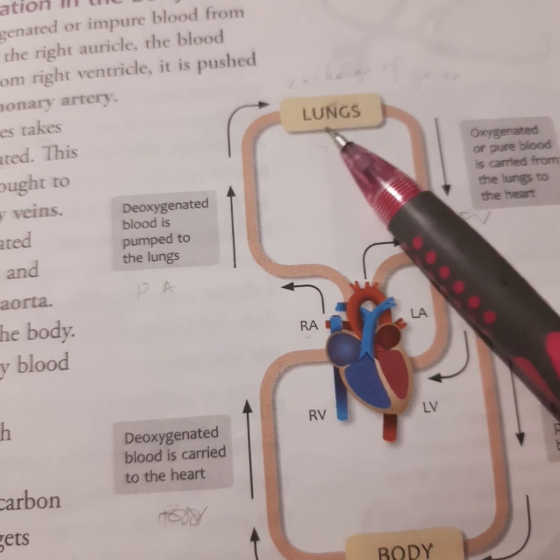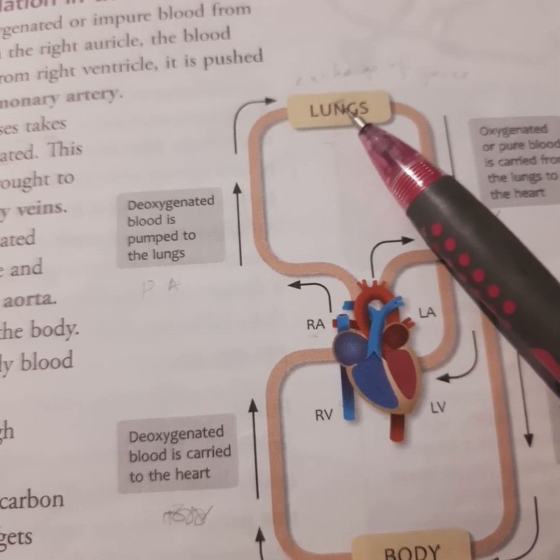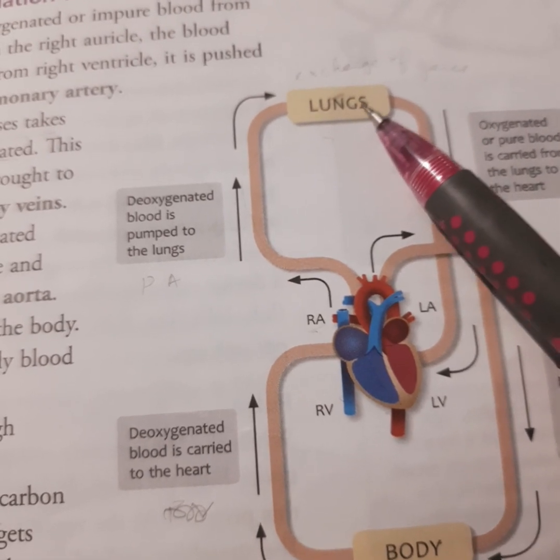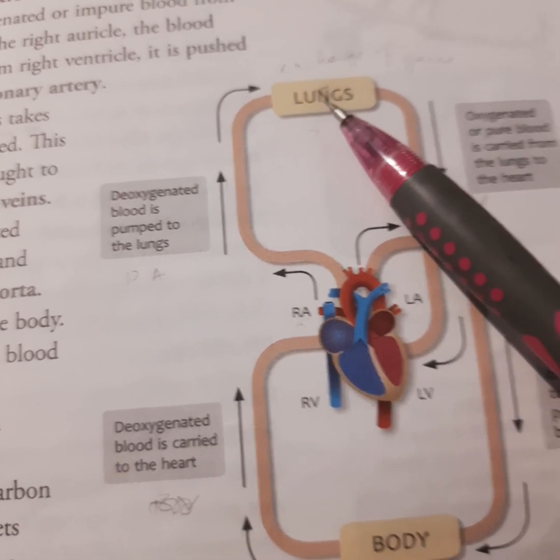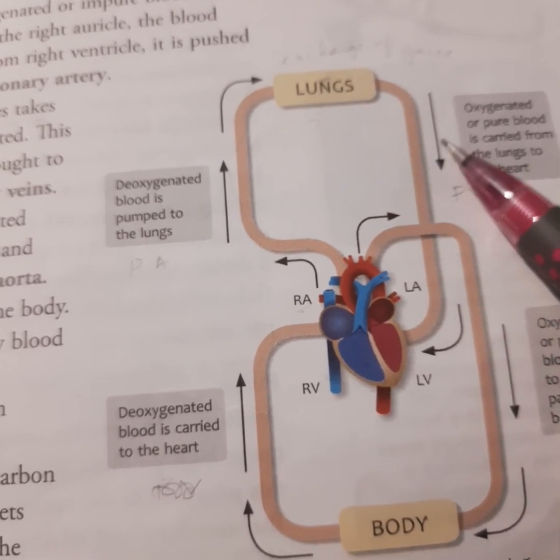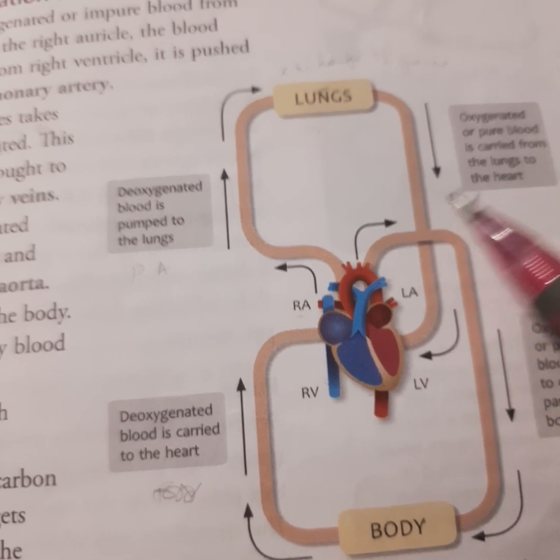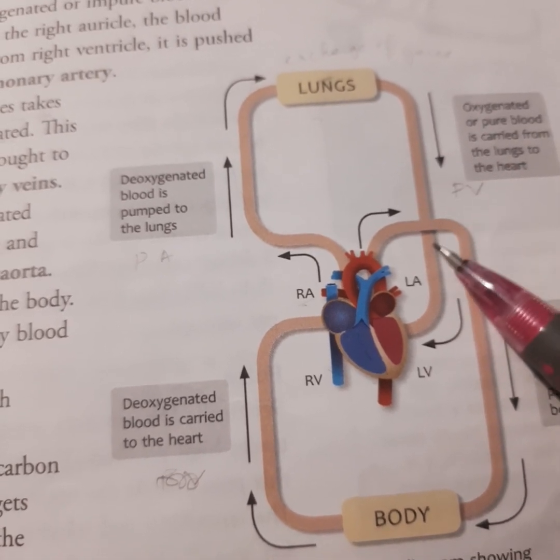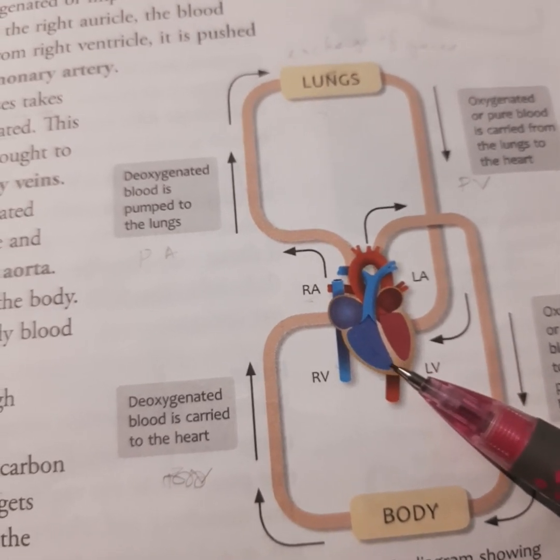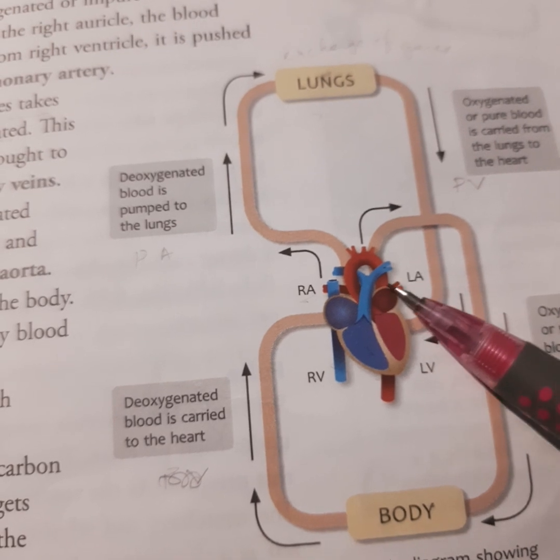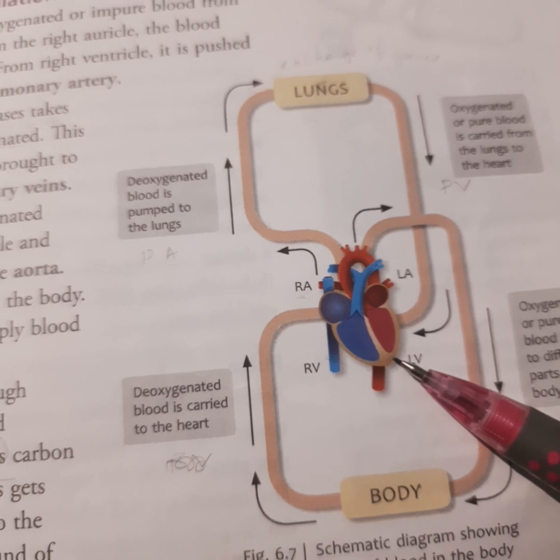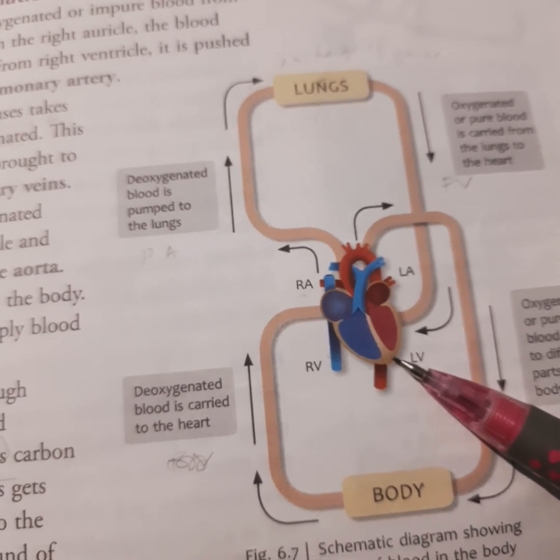When we inhale, the air contains oxygen, so exchange of gases takes place with the help of alveoli which are present in the lungs. Then this oxygenated or pure blood is brought to the left auricle by the pulmonary vein. So here is the oxygenated blood, and this is the pulmonary vein, which brings it to the left auricle. Then the oxygenated blood flows from the left auricle into the left ventricle. Pure blood goes.